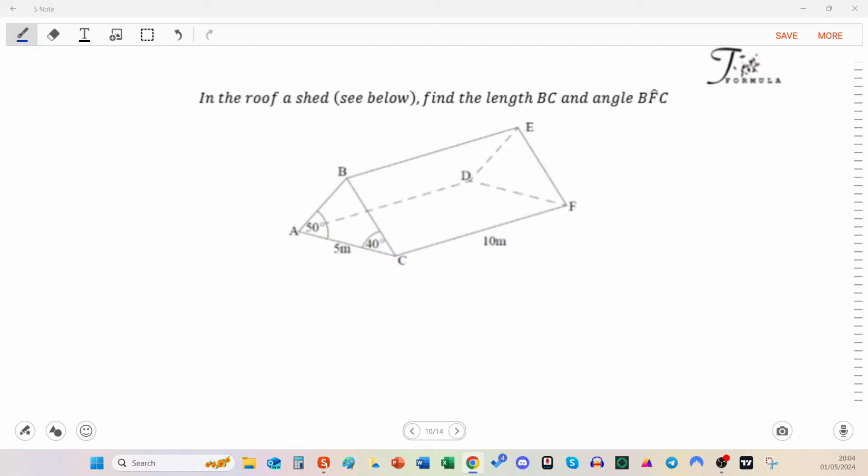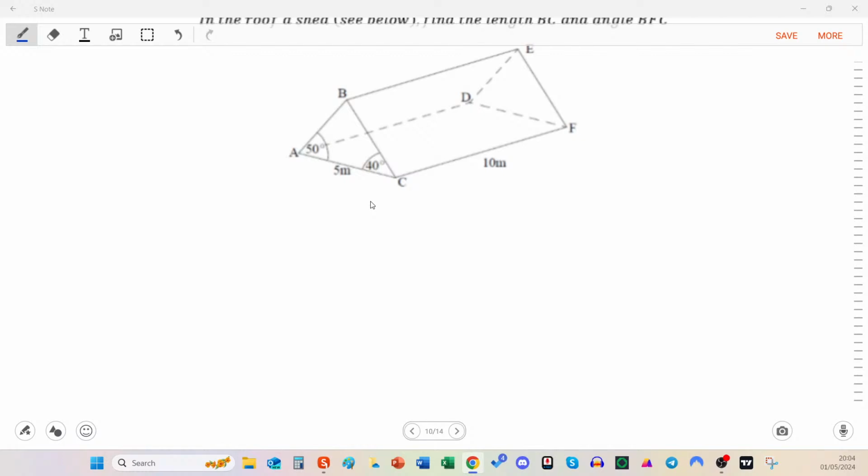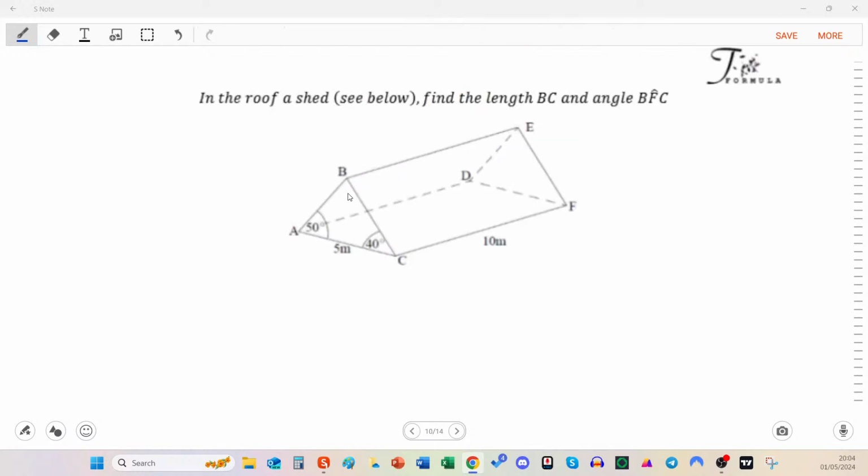Okay, let's get started. In the roof of a shed, see below, find the length BC and angle BFC. Remember, we're looking for some spatial awareness here to identify a triangle we can work with. We sometimes don't always know where to start. Maybe we can't jump straight to the answer, and that's very natural. What we need to do is two things. First of all, focus on what they want us to find. So let's highlight that. That's this length here.